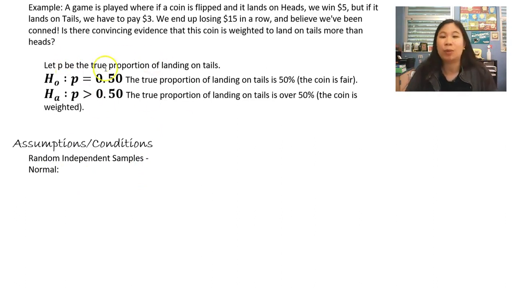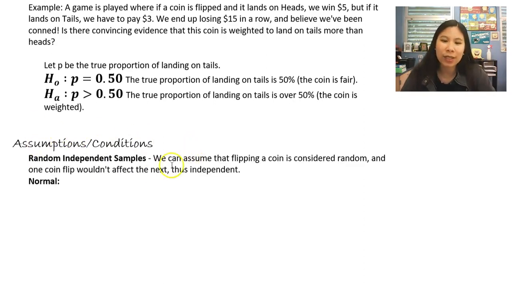In this example, I'm just going to continue with this whole coin flip thing. Random independent samples is kind of weird when we're talking about coin flips, because it's not like you can take a random sample of coin flips. That's why this is both assumptions and conditions, because we're going to assume some things. We can say that flipping a coin is considered random, and one coin flip wouldn't affect the next, thus independent. Here we're assuming randomness because there's not really a way you can randomly flip a coin. And then we have independence because your coin flips aren't going to affect each other, so they're not dependent events.